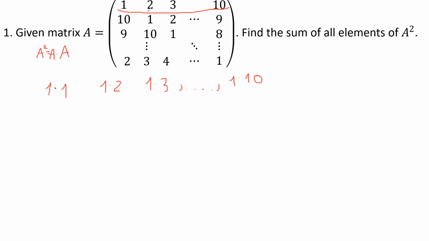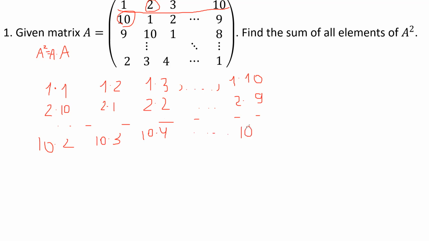Next, we will multiply 2 by 10 in the first column, 2 by 1 in the second column, 2 by 2 in the third column, and so on, 2 by 9 in the last column, and so on. 10 times 2 times 3 times 4, etc. times 1. So everywhere we will have the plus sign, summing all of them to get the sum of 10 elements in the first row of A squared.